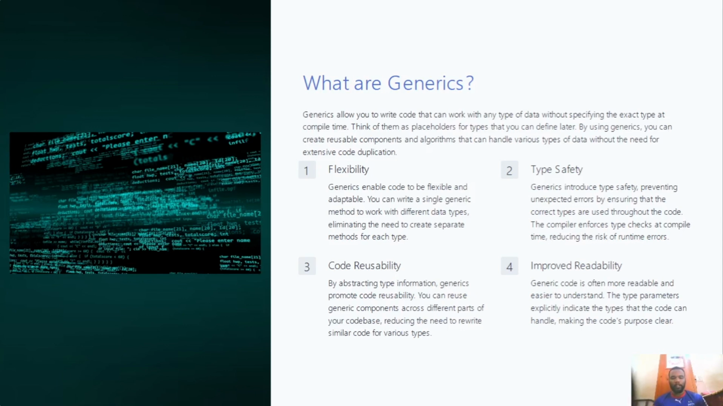Code reusability. By abstracting type information, generics promote code reusability. You can reuse generic components across different parts of your code base, reducing the need to write similar code for various types. Improved readability. Generic code is often more readable and easier to understand. The type parameter clearly indicates the type that the code can handle, making the code's purpose clear.